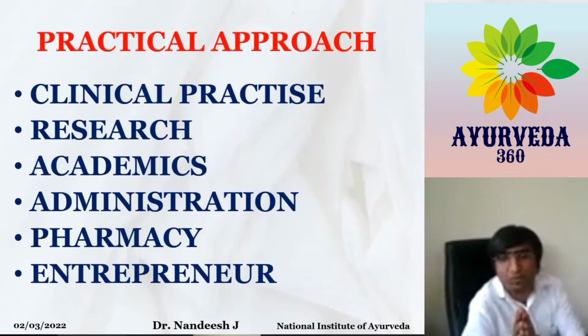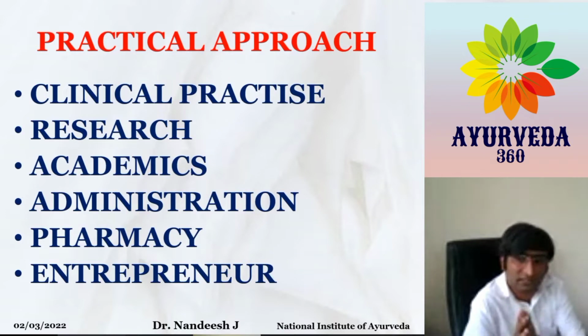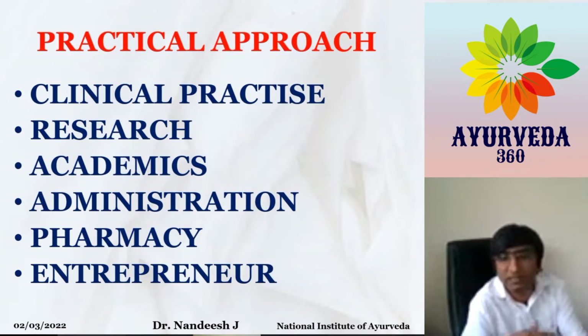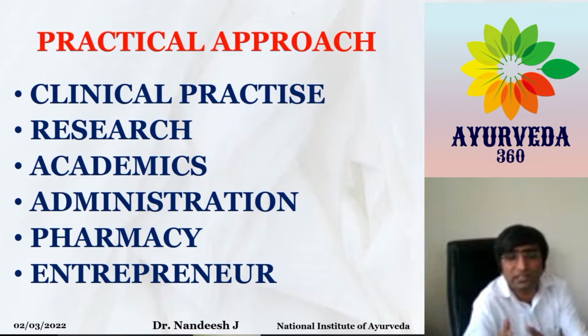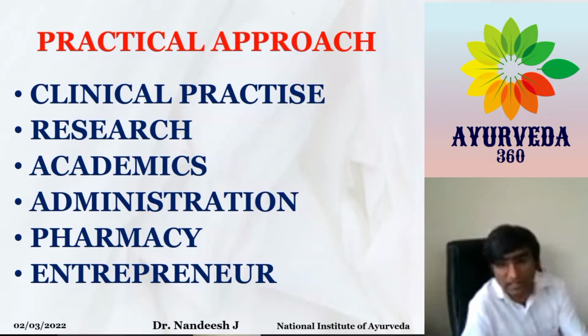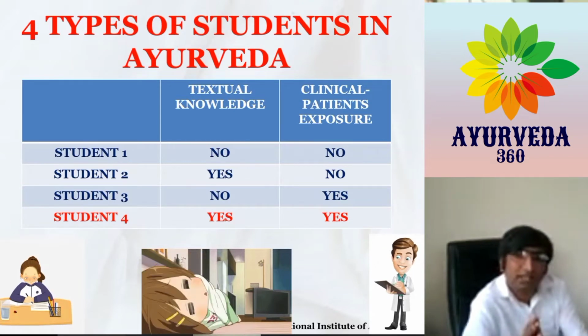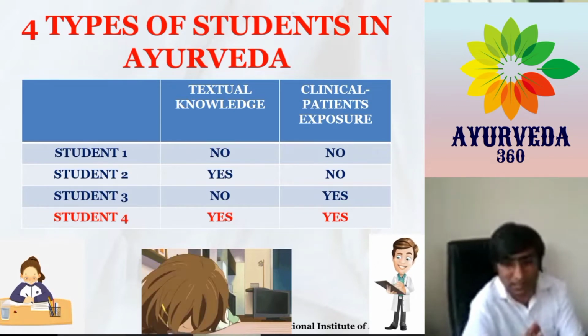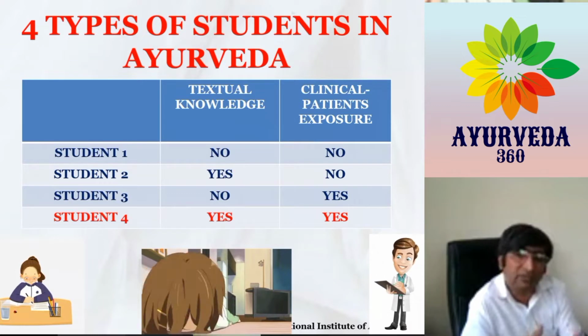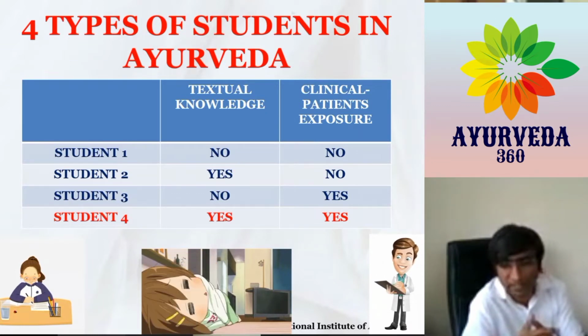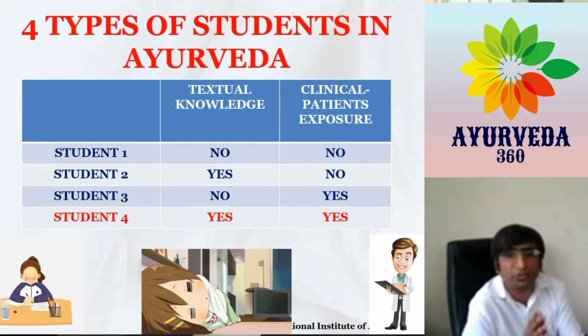Now, the practical approach, what I am talking about in this lecture is, a student may enter into either clinical practice, or a research or academics field, or an administration field, pharmaceutical fields, or he or she could be a boss, like an entrepreneur. Now, to achieve these things, a student's life is very much important, especially the BAMS student. When a BAMS student is passing out after 5.5 years, you can see these kinds of students.